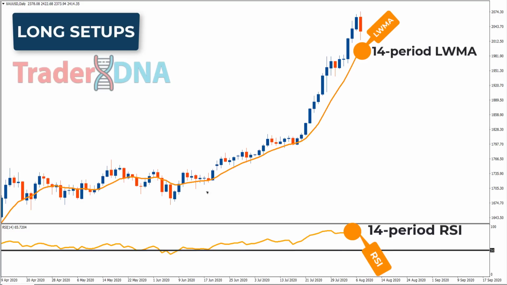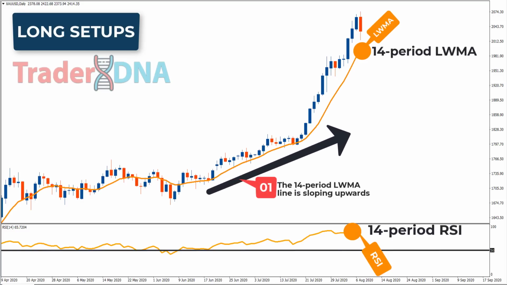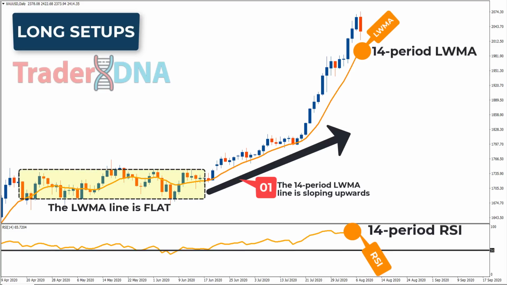First, the 14-period LWMA line is sloping upwards, indicating a bullish trend in the market. Traders should not look for Marubozu pattern signals if the 14-period LWMA line is flat, as it suggests that the market trend has not yet formed. Second, the 14-period RSI line is above the 50 level. This serves as an important confirmation that the market trend is indeed bullish. These 2 conditions are more than enough to provide strong reasons that if a trader finds a bullish Marubozu candlestick pattern, the bullish trend is likely to remain strong for some time.